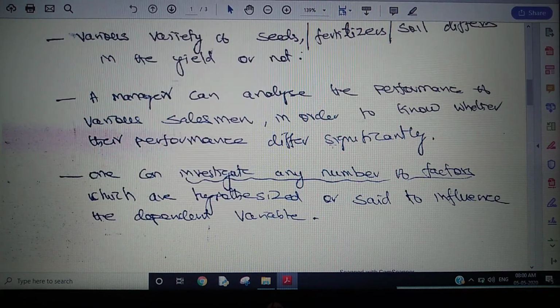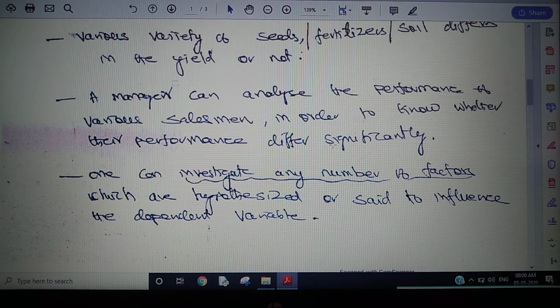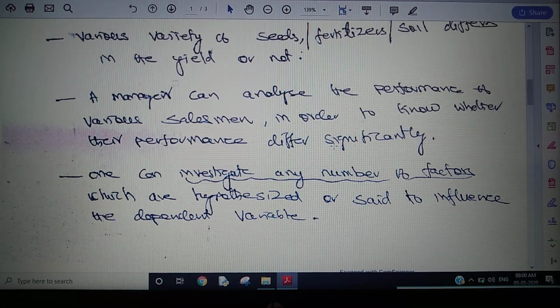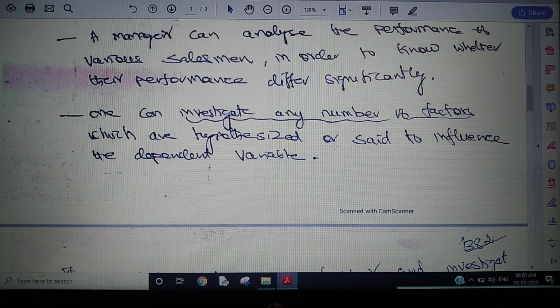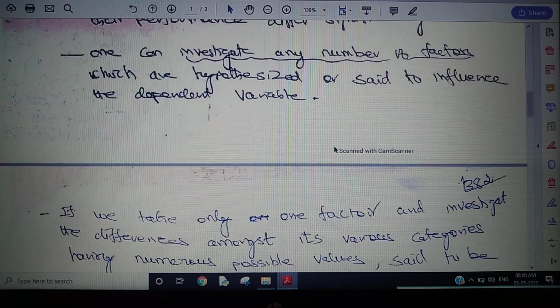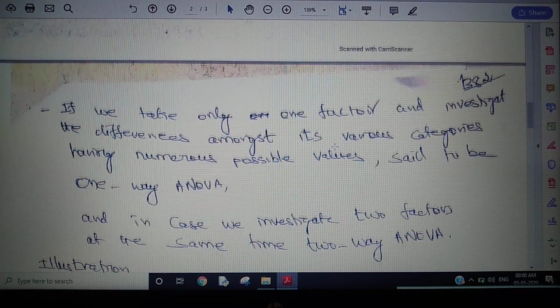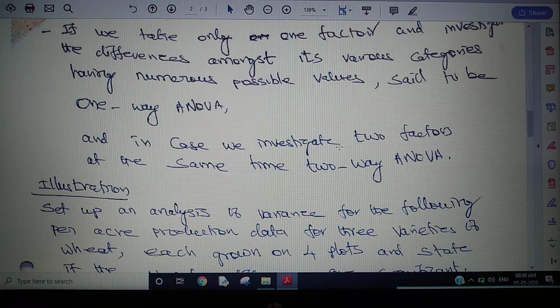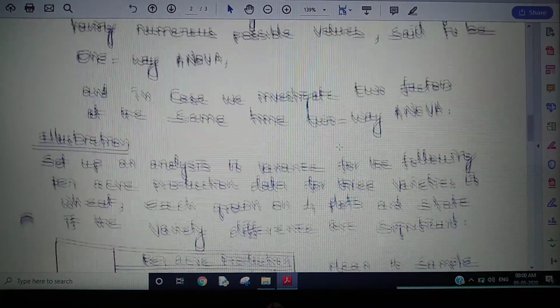A manager can analyze the performance of various salesmen to know whether their performance differs significantly or not. So, is the individual salesman on par with the population or not? One can investigate any number of factors which are hypothesized to influence the dependent variable. If we take only one factor and investigate the differences among its various categories having numerous possible values, it is called one-way ANOVA. If we are investigating 2 factors at the same time, it is two-way ANOVA.